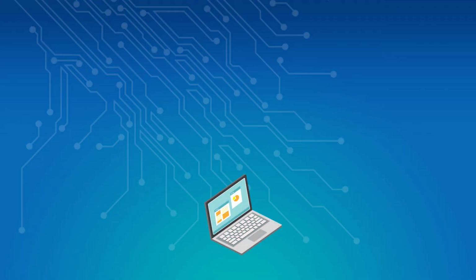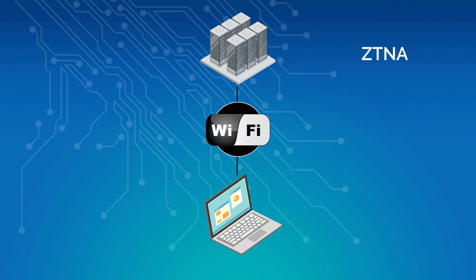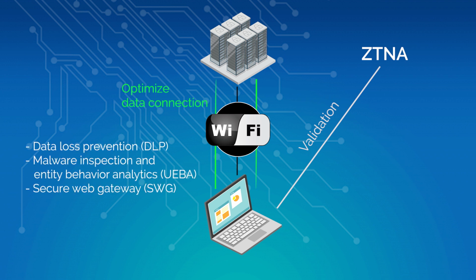Let's say an employee of an organization needs remote access from a company-provided device to the enterprise internal network by using public Wi-Fi. The zero trust of the SASE will first validate the employee's identity, followed by which SASE will provide quality of service and optimize data connection. The connection will also have the capability of data loss prevention, DLP, malware inspection, and user and entity behavior analytics, called UEBA. The secure web gateway technology will ensure that browsing is secured from malicious traffic without any inspection.